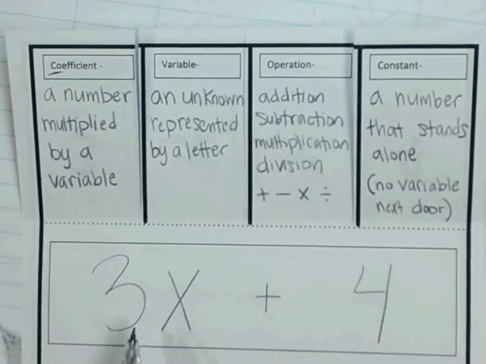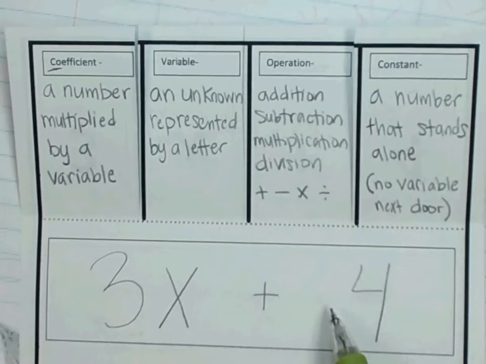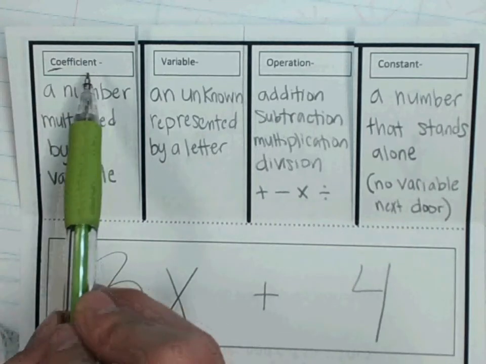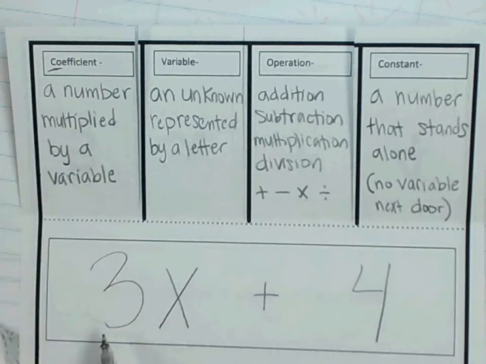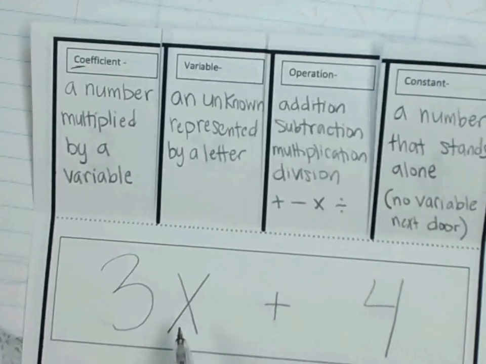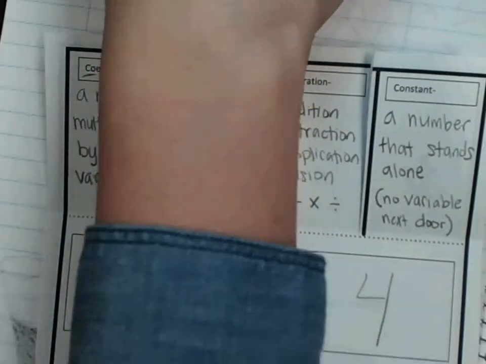Okay, so remember here, we've got coefficient is a number that's with a variable. Constant is a number that stands by itself. There's no variable next to it. Okay, so constant is that number. It's not being changed. Coefficient, co means co-pilot, co-worker. It works with somebody, so it's got to be next to a variable. Okay?